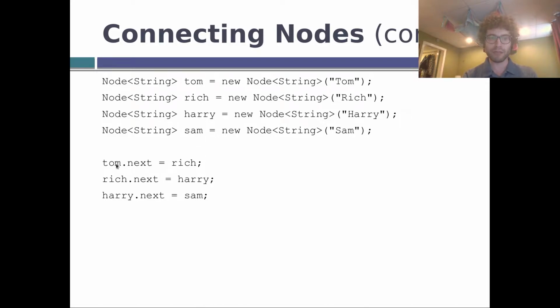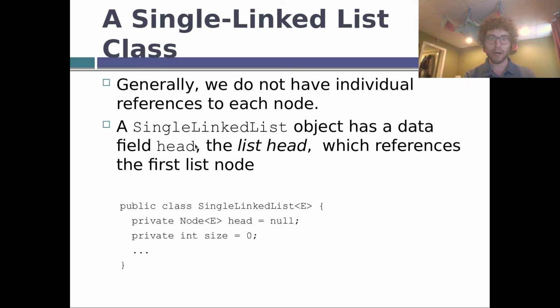And what we do is we can say tom.next is equal to Rich. So that says that what's going to come after Tom is Rich. Rich.next is equal to Harry. So we store the memory location of Harry in Rich.next. And Harry.next is equal to Sam. So we store the memory location of Sam in Harry.next. So basically this would create a linked list where Tom points to Rich, Rich points to Harry, Harry points to Sam.